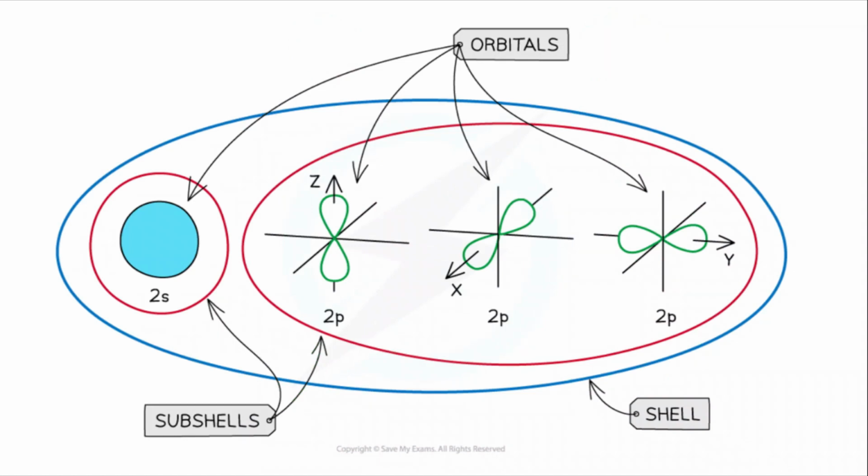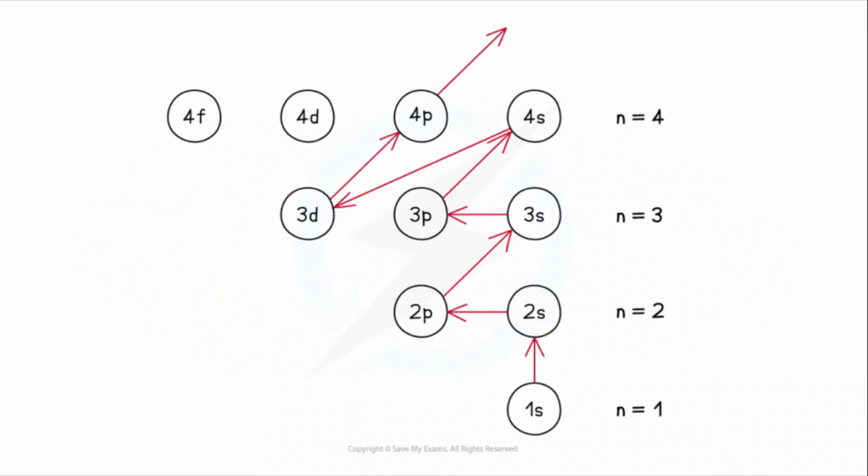The orbitals can have a 3D shape, but just know that the shape of the d orbitals is not required at AS level, only for A level. Now on to ground state. The ground state is the most stable electronic configuration of an atom, which has the lowest amount of energy. This is achieved by filling the subshells with the lowest energy first.